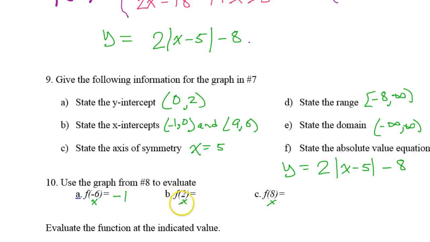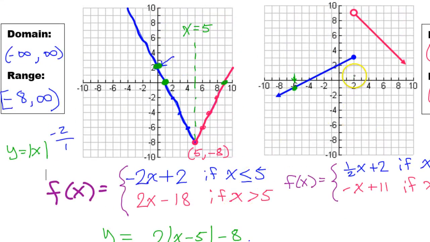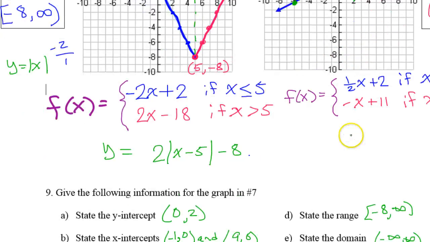Now, what about an x value of 2? All right, here is an x value of 2. And I see the graph is up above here at 3. So f of 2 is 3.